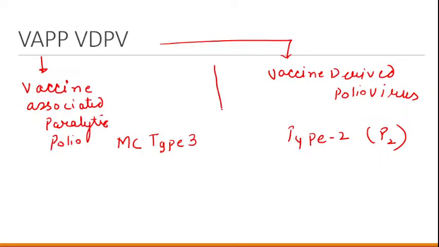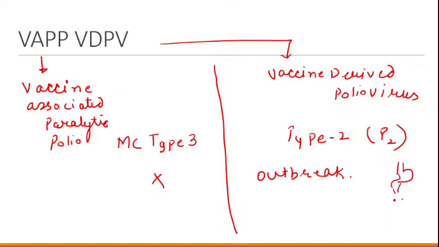Now VDPV causes outbreaks. Once there is a case of VDPV, it will spread to other kids who are unvaccinated, but VAP will not spread. There will be no outbreak in case of VAP. If there is an outbreak, then the kids must be shedding the virus in their feces. So if you go and take sewage samples, they are positive in VDPV, whereas in case of VAP, sewage samples are negative. Yes everyone, can I go ahead? Please write in the chat box.